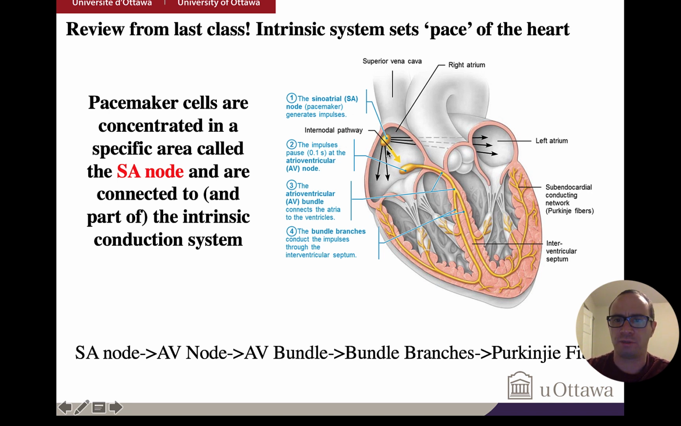I also noted last time that the signal pauses here for a really brief fraction of a second, listed here as 0.1 seconds. This allows the atria to contract just a very small fraction of a second before the ventricles. Despite this, I mentioned last time, we still consider the heart to contract as a single unit.